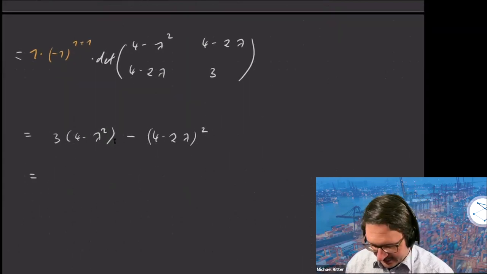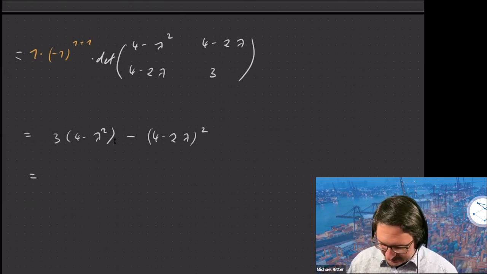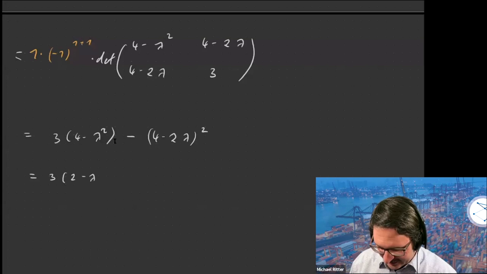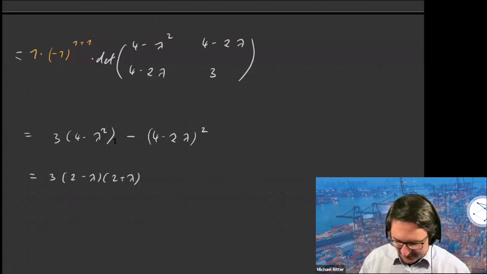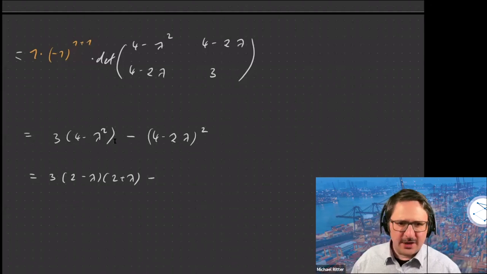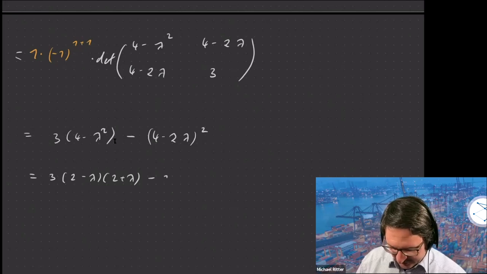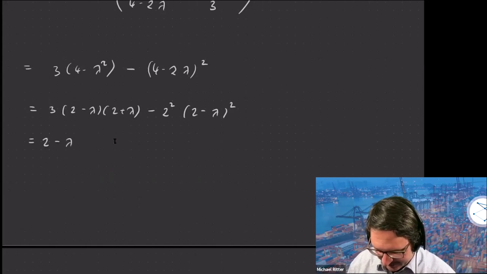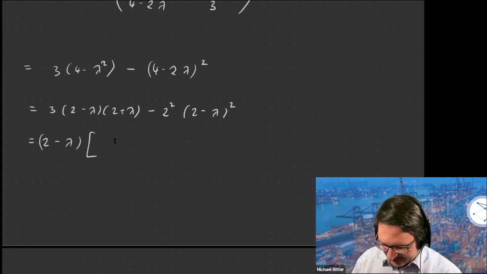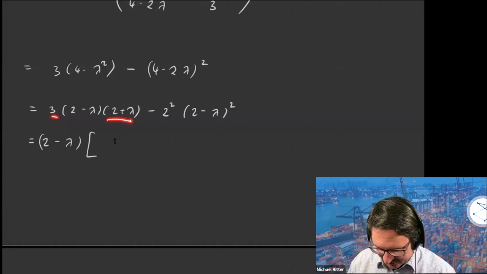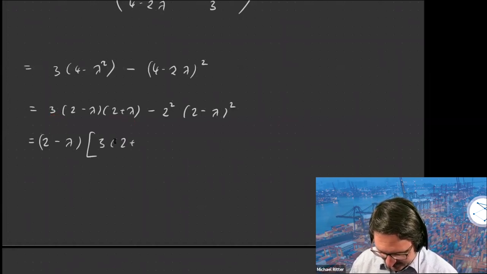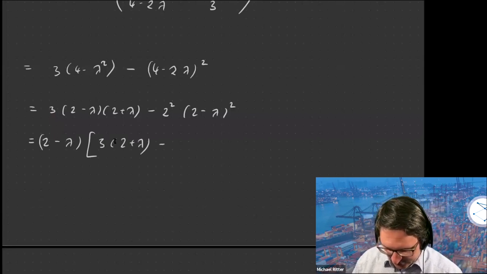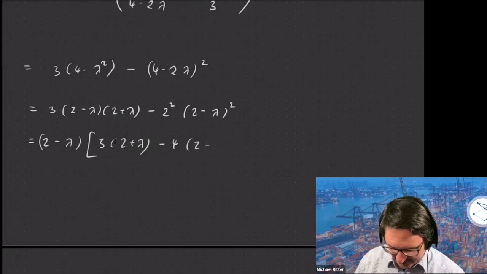Okay. And that would be 3 times (4 minus lambda) squared, which is (2 minus lambda) times (2 plus lambda). And here we have (4 minus 2 lambda) squared. We can take out a 2. So that would be 2 squared times (2 minus lambda) squared. And that means we can now factor out a 2 minus lambda here. And that leaves us with 3 and this factor here. So let's actually do that in two steps. And here we have 4 squared, that's 4, 2 squared, that's 4 times (2 minus lambda). So 1 is left.